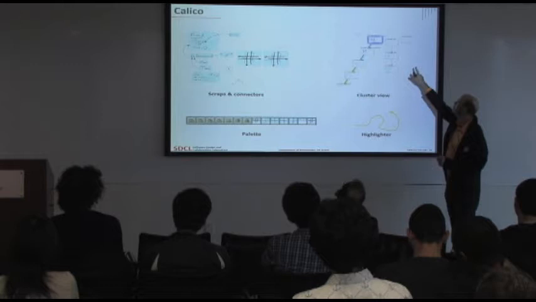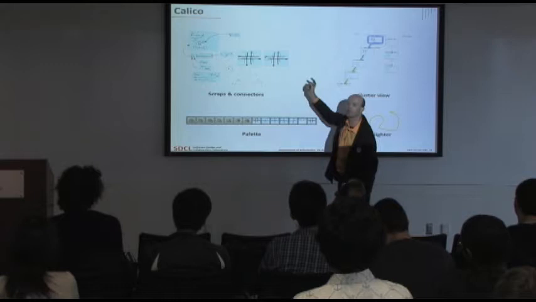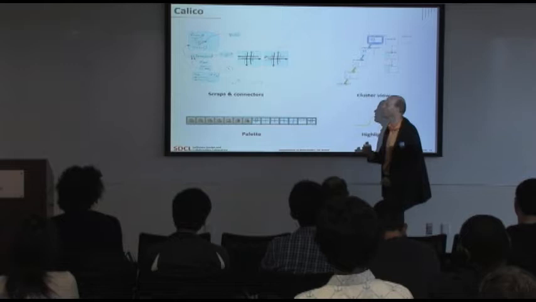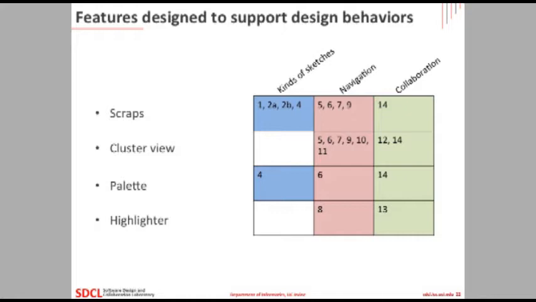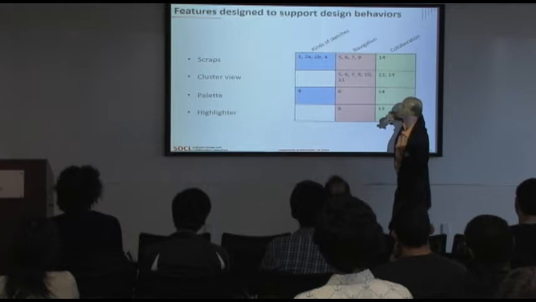There's a little palette where I can take the things that I draw and put them in there and pull them back out. So rather than a design palette that is pre-populated with UML elements, this is one that I can populate with my own elements, which turns out to be incredibly important in the design exercise. And there's a little highlighter. You highlight something and after a little while, it fades. So the features are designed to support these design behaviors, of course. So here's how they map. I won't go into detail, but together they actually amplify these behaviors.